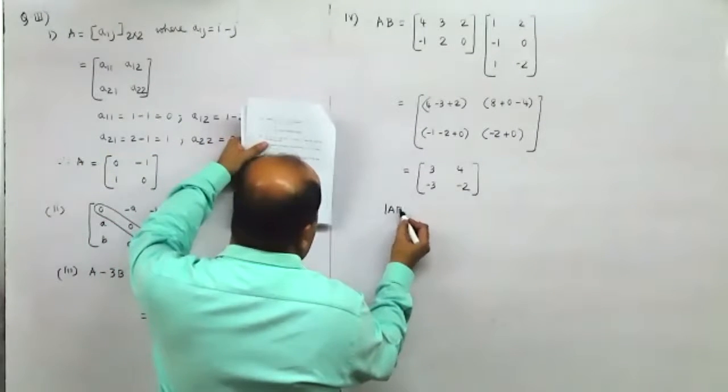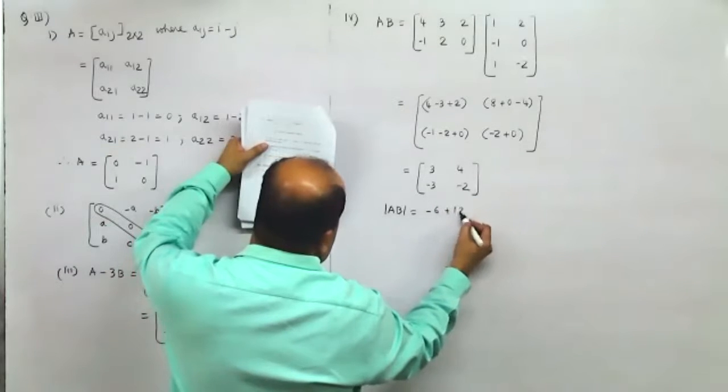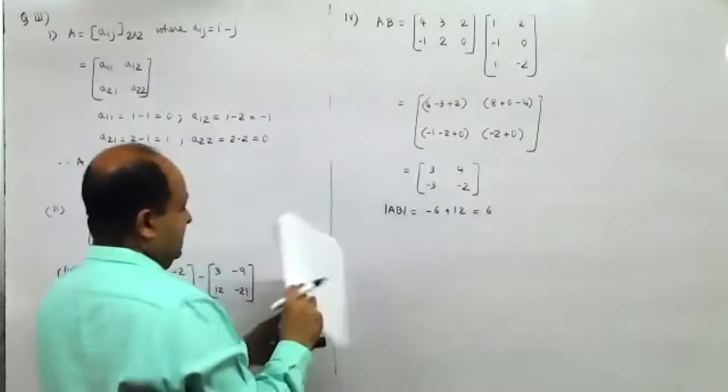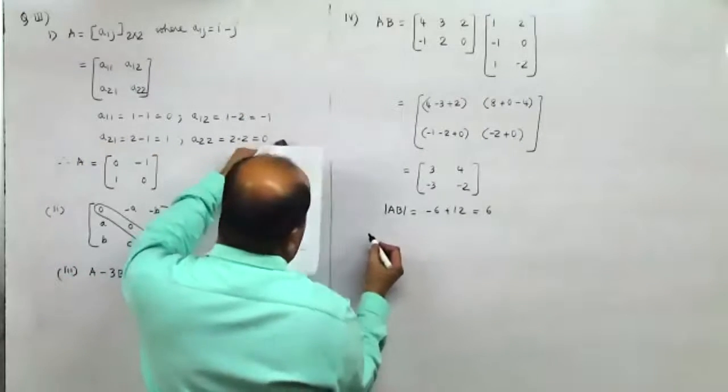So what is the determinant value of AB? It is 3 into minus 2 minus 6. This is minus 12, so plus 12. So determinant value is 6. Sir, it's correct. Yeah. Fifth one.